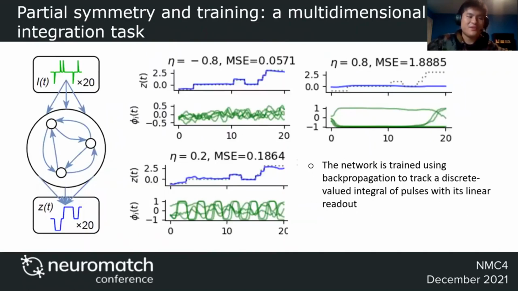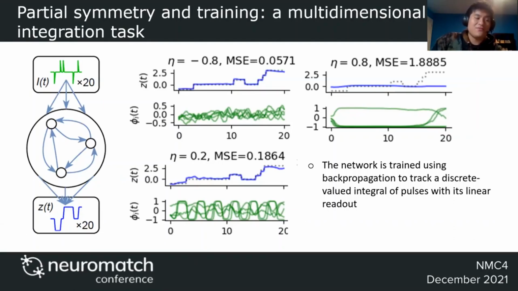Lastly, to study the effects of partial symmetry, antisymmetry, and self-coupling on input response and learning, we train RNNs to integrate a multidimensional input consisting of independently arriving Poisson pulses in 20 dimensions. The network is required to match the discrete value integral correctly at each time step with a linear readout. We use backpropagation through time with Adam to train the input, recurrent, and output weights, and we don't put any constraints on what gradient updates can occur.